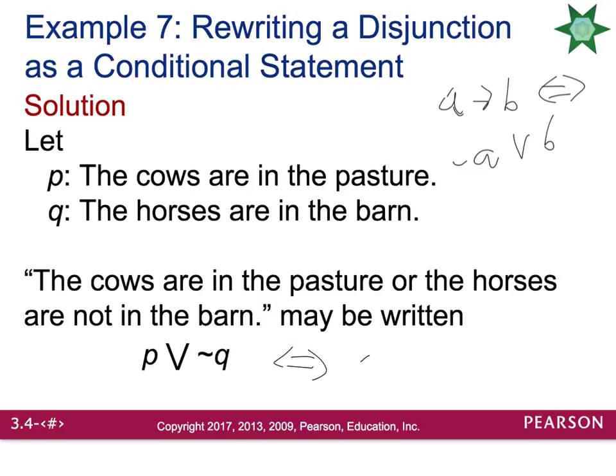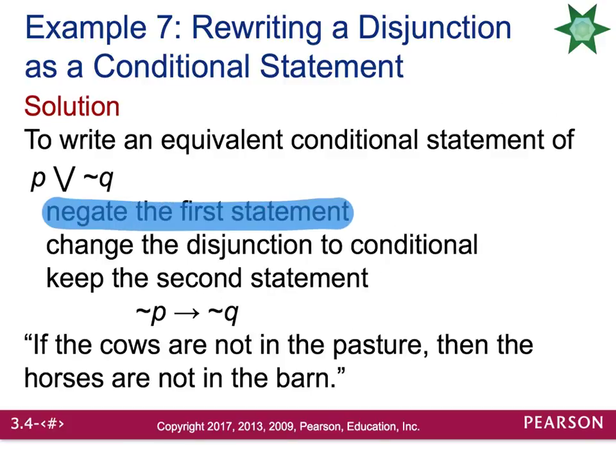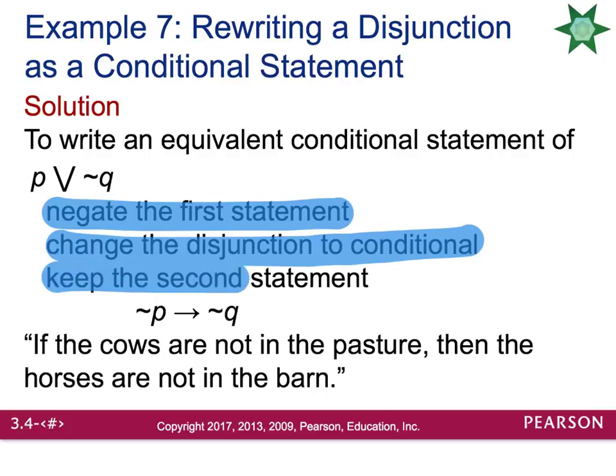Negation P, negate the first part, and then just change it to an arrow. And then don't do anything to the second part. That would be the equivalent way to write that, where we're just negating the first part and changing this to an arrow. And then we can go backwards and do the same thing. Negate this, change it to P, and change that arrow to an or. So it works both ways. We negate the first statement, that P, and then change the disjunction, the or, to a conditional. And then just keep the second statement the same.